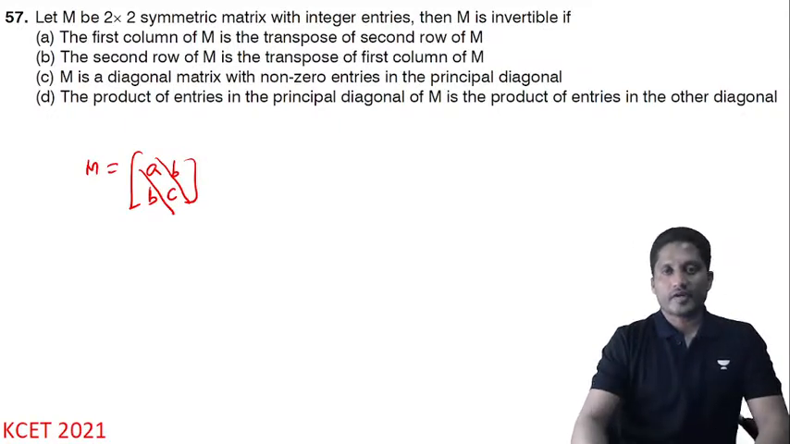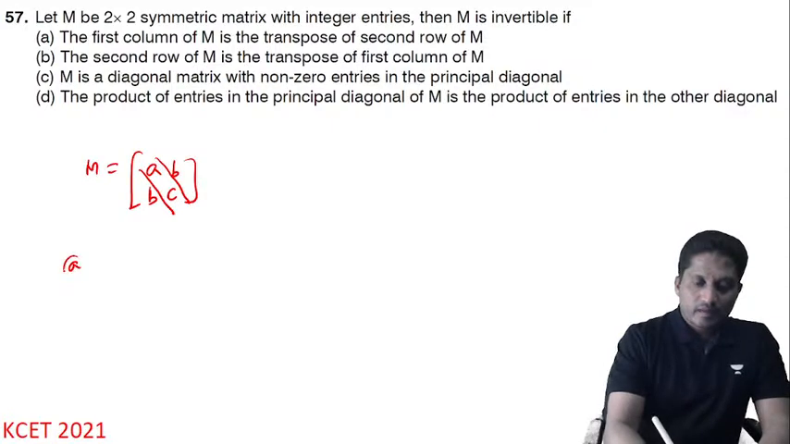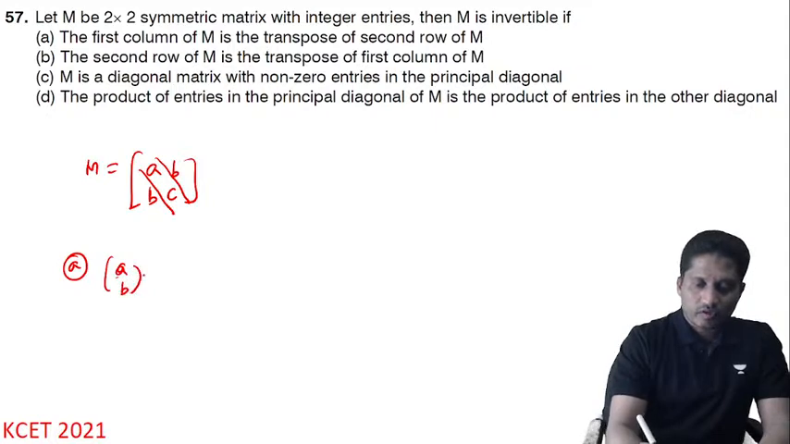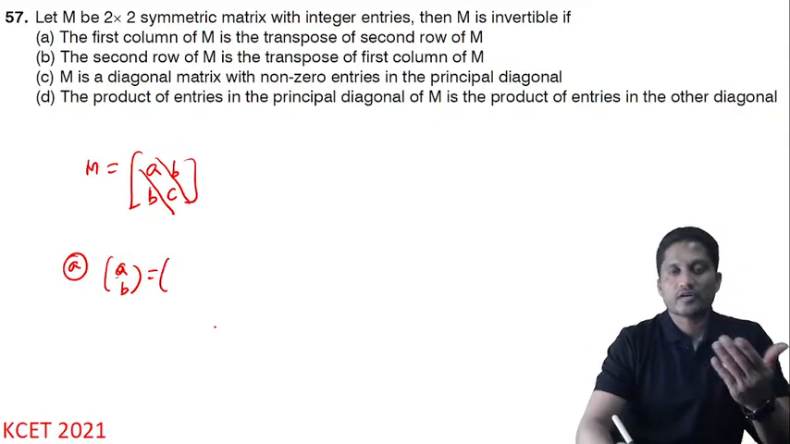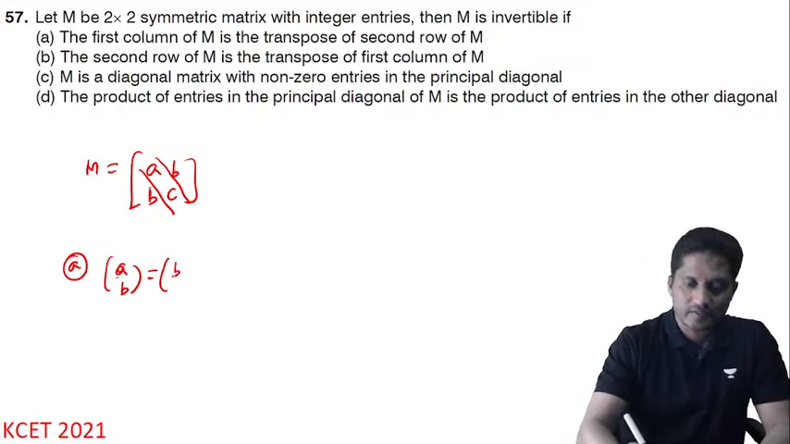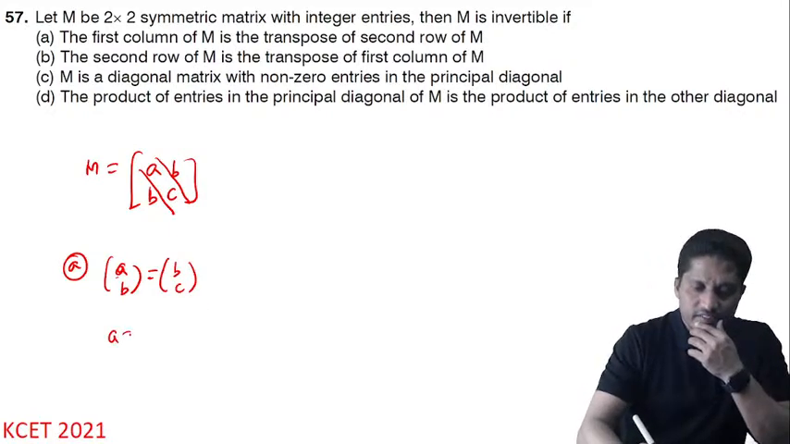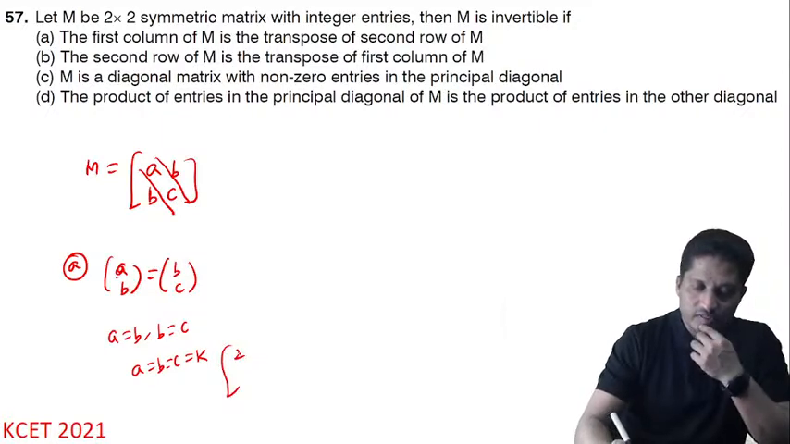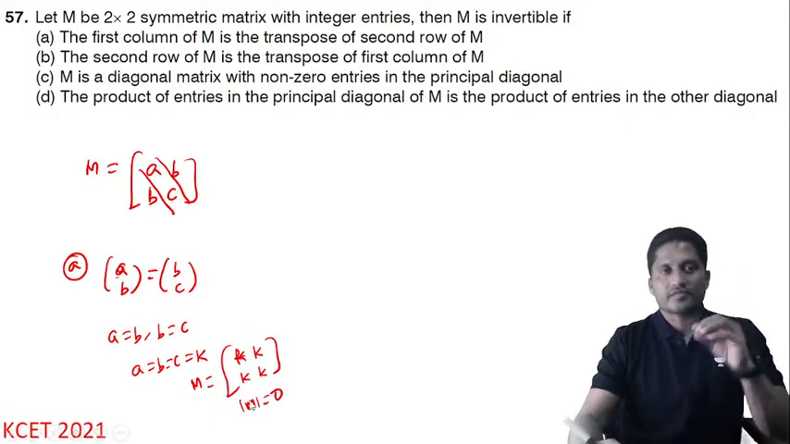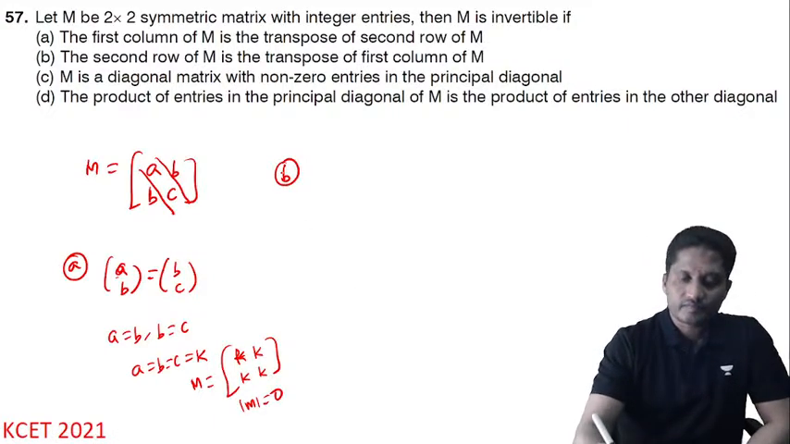So I should find out in which of the following cases M is invertible, that is, the inverse will exist. Option A: the first column of M should be equal to the transpose of the second row of M. Transpose of the second row will be BC. So this means that A is equal to B and B is equal to C. A is equal to B is equal to C is equal to K. So I get all entries the same, so you will get K, K, K and K. Determinant is 0, right? Determinant is 0, so the inverse does not exist. First option is false. Second also the same thing.